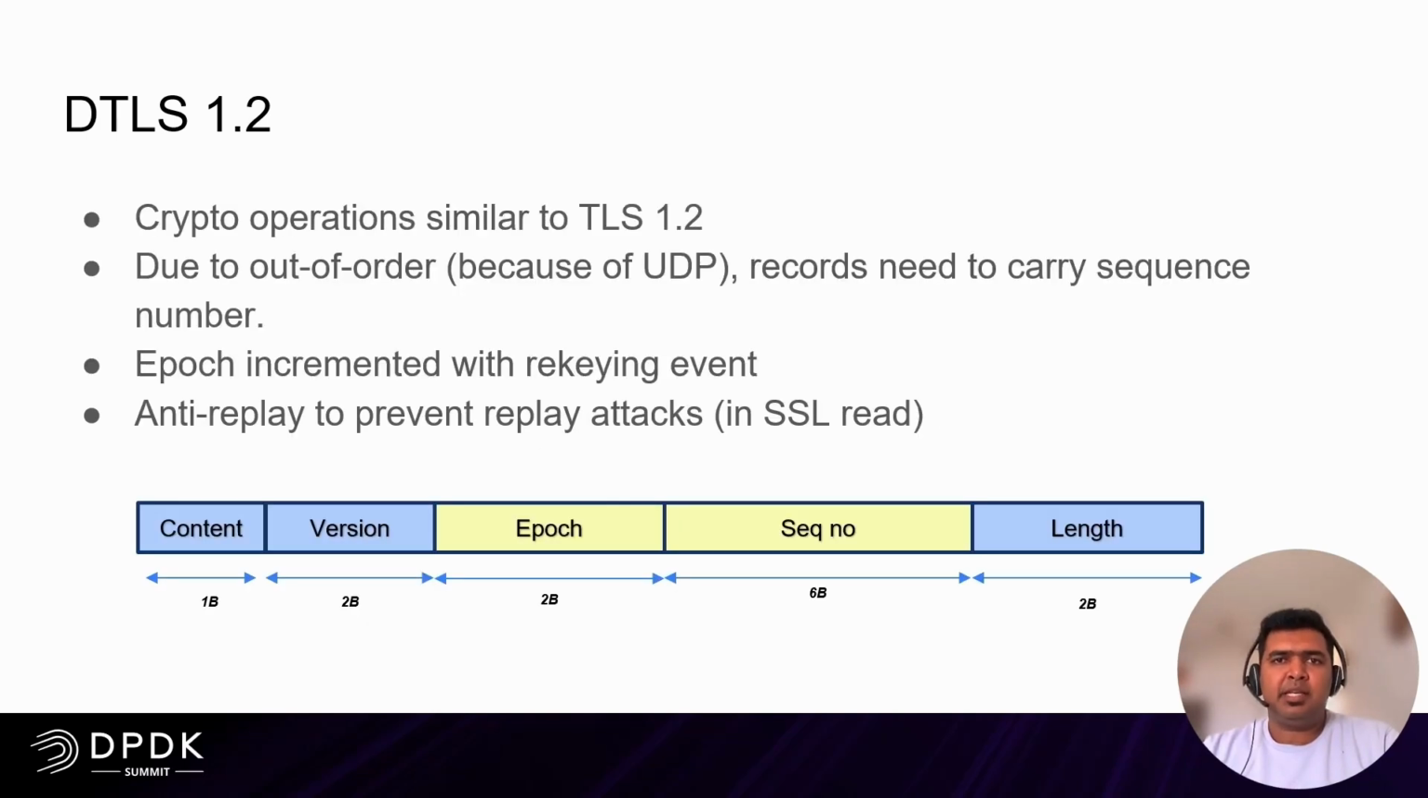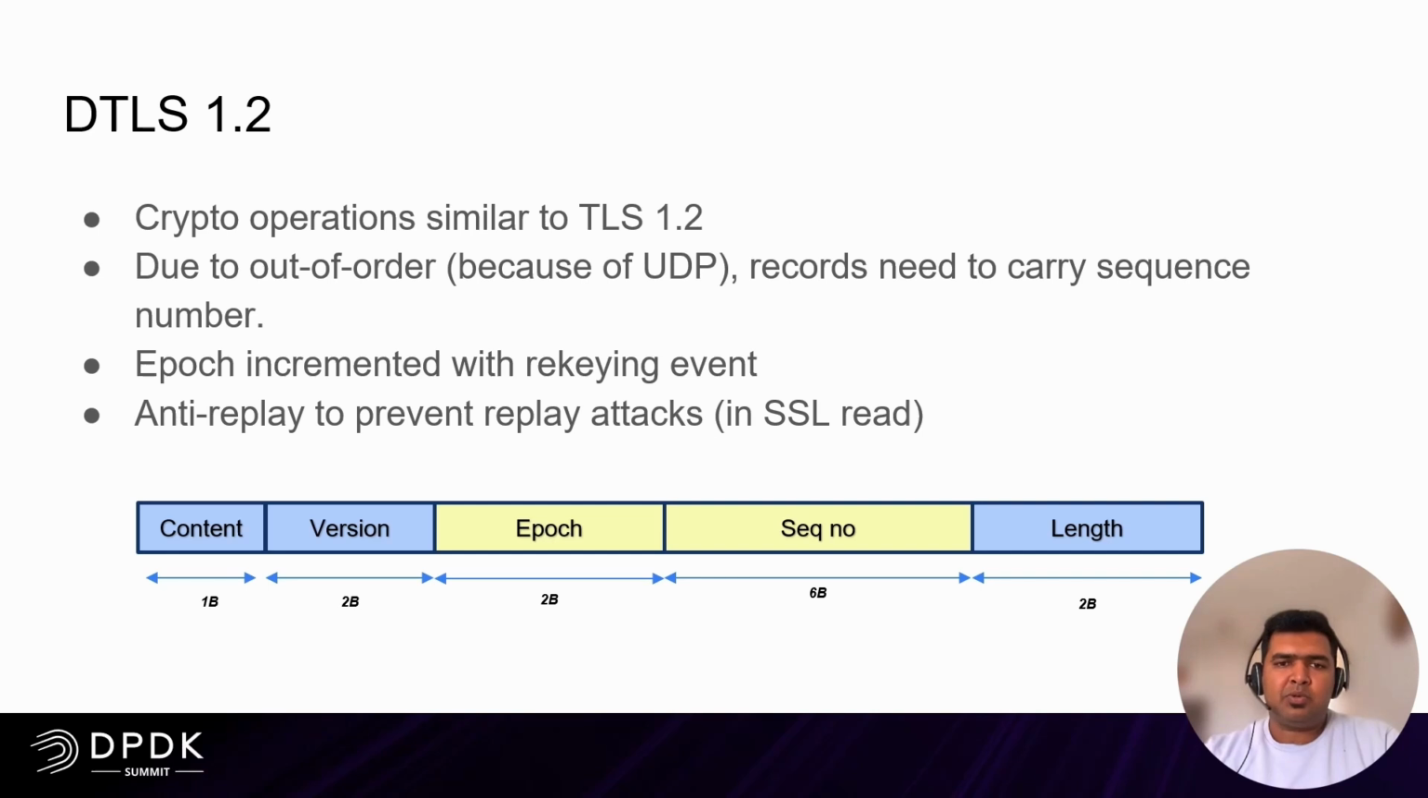So how does DTLS 1.2 compare with TLS 1.2? Crypto operations are similar, just that RC4 is discontinued for DTLS 1.2. Other than that, crypto operations are just the same. As discussed earlier, DTLS needs to carry the sequence number since UDP allows out of order delivery.